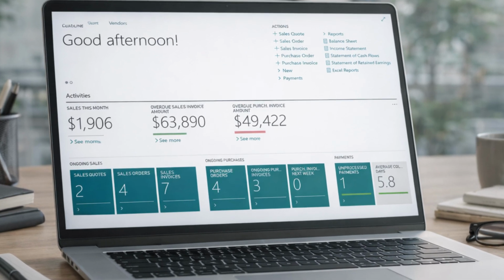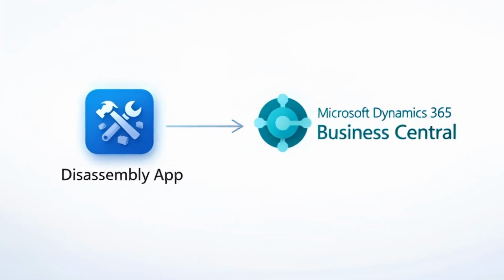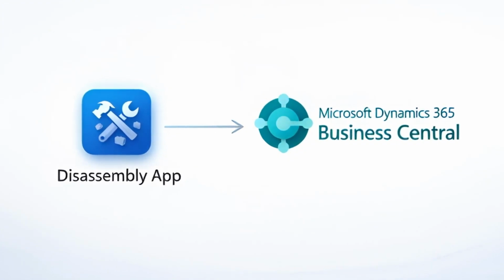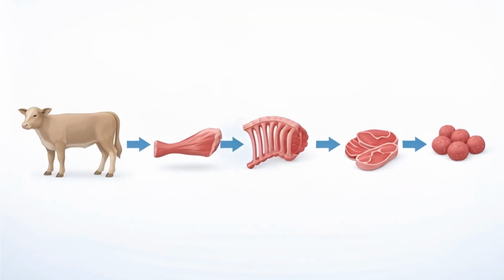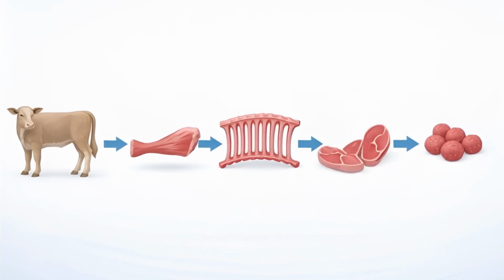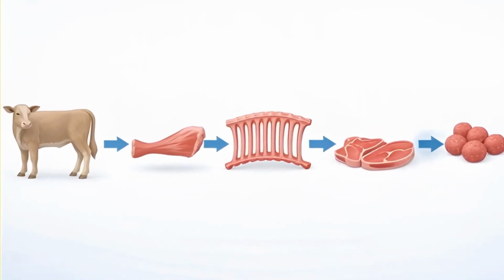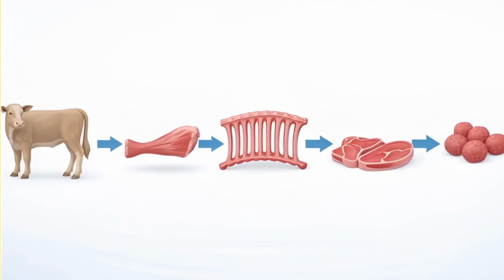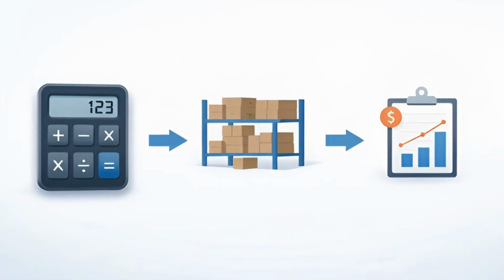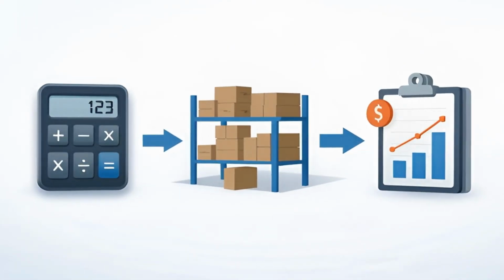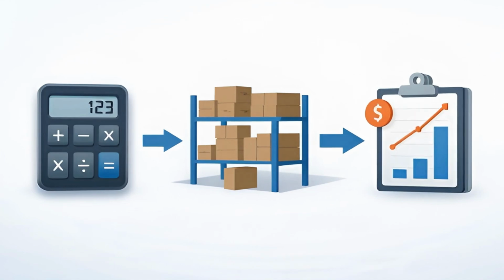That's why we created the Disassembly app, an extension that makes it possible. The app allows you to efficiently break down items into components, to reuse materials, recover parts, or store them individually in the warehouse. It tracks the cost of each component and integrates it directly into Dynamics 365 Business Central.